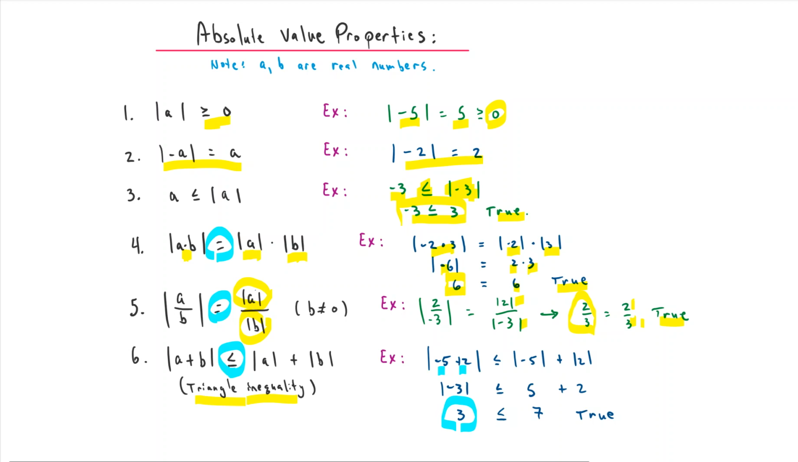So let's separate them and do this process with them individually first. So take the absolute values of them individually and then add them together. We get the absolute value of -5, which is just +5, and the absolute value of 2, which is just 2, and 5 plus 2 is 7. That's pretty amazing. 3 is less than or equal to 7. True statement. Cool.